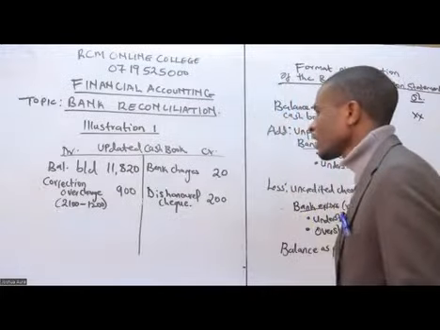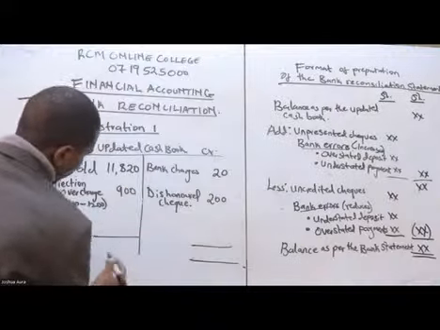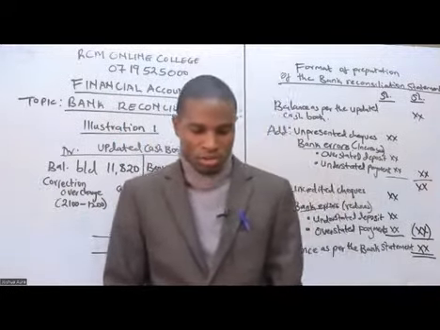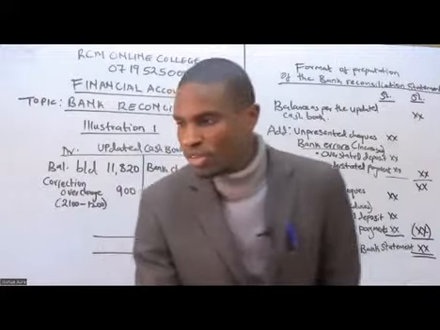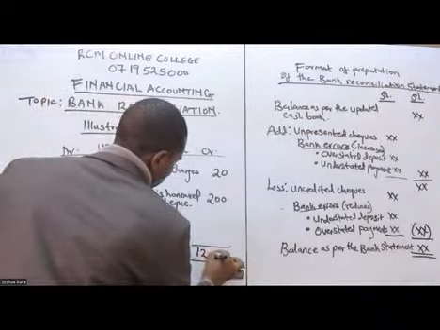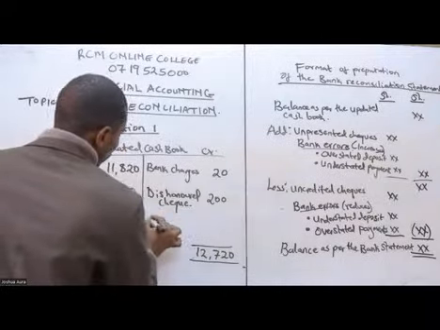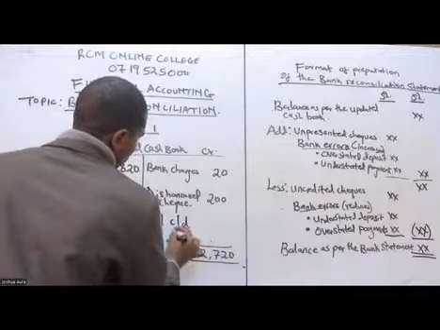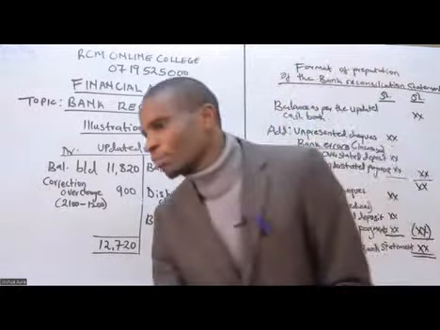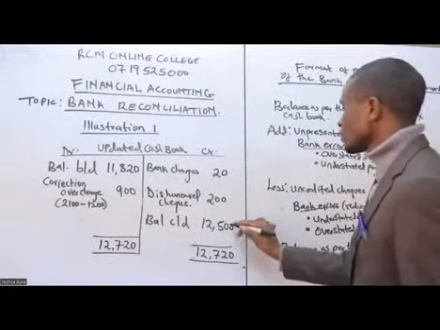So let's balance our account and see what we shall get. I shall have my totals. That is 11,820 plus 900. I'm getting 12,720. That is the total. So with that, I can get my balance carried down, on the credit side. I just subtract 220 from the answer. I'm getting 12,500.